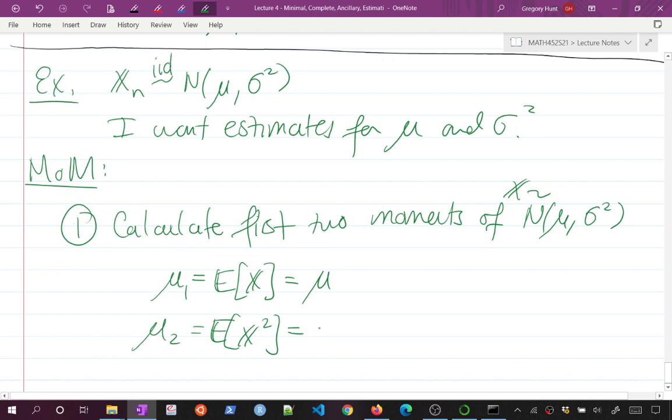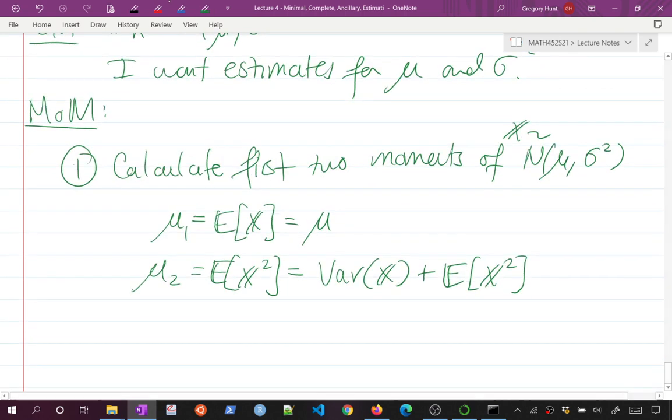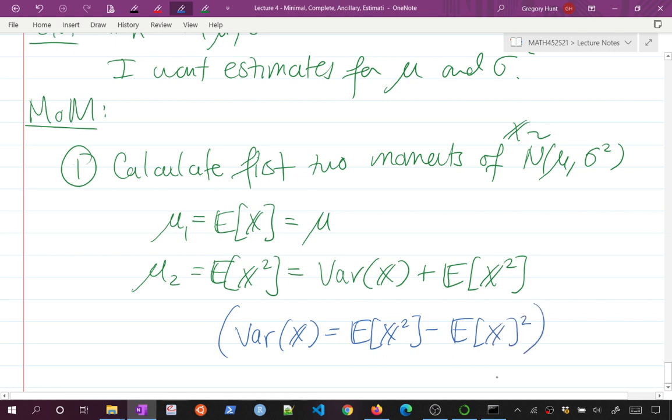Well, what's that? We can use our variance shortcut formula to show that it is, if I rearrange it, the variance of x plus the expected value of x squared. This comes from the variance shortcut formula, which says that the variance of any random variable is the expected value of the square minus the square of the expected value. So I can rearrange that formula and I get that the expected value of x squared is just the variance plus, whoops, someone should call me out on that, plus the square of the expectation.